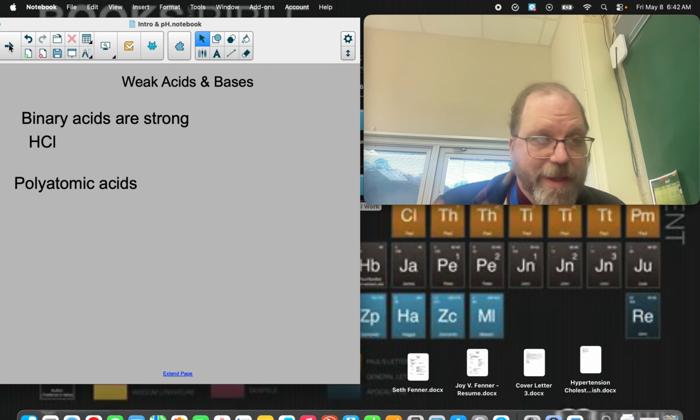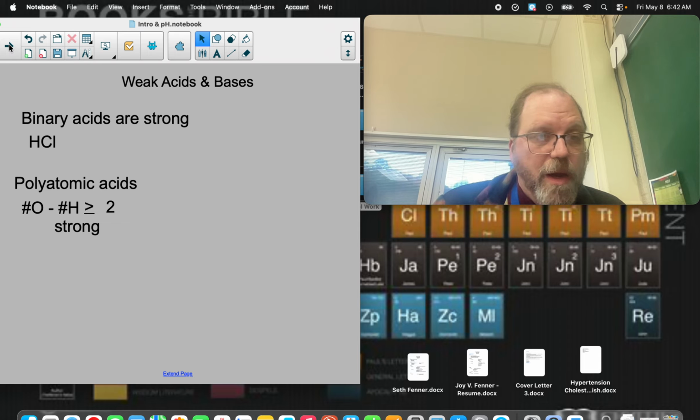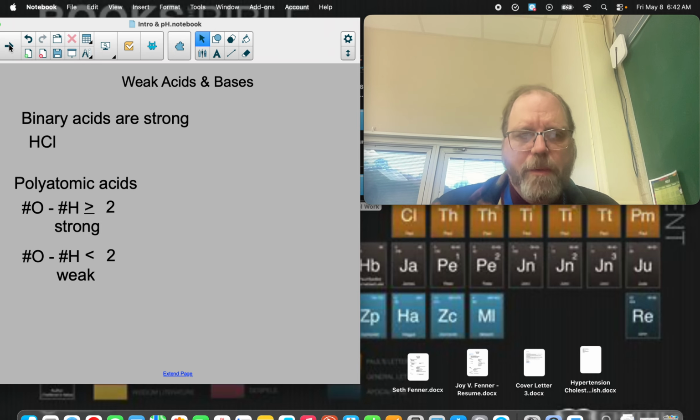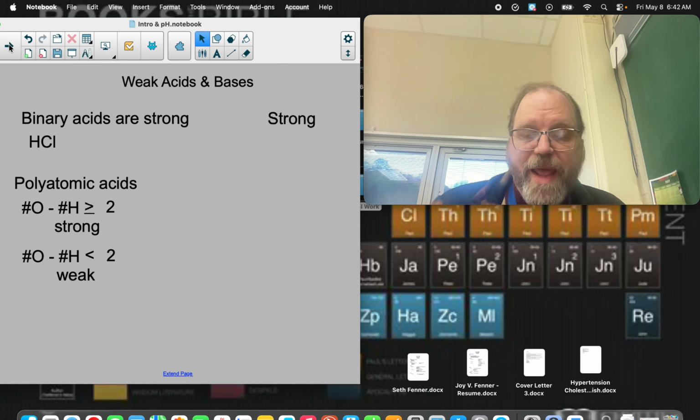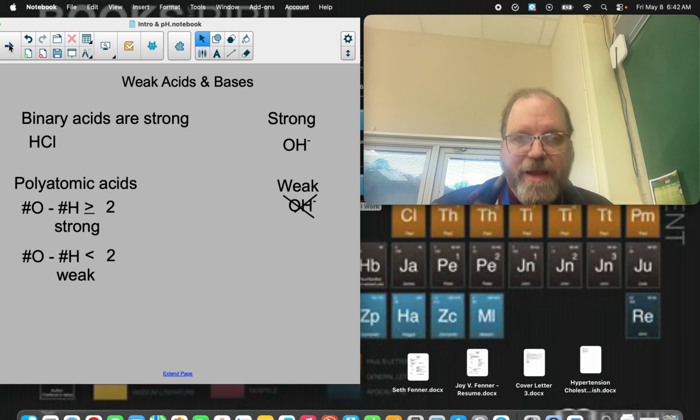For polyatomic ions, we take the number of oxygens in it, subtract the number of hydrogens. If that number is greater than or equal to 2, we consider that a strong acid. All right? Conversely, if the number is less than 2, it's weak. Now, what do we do about bases? Well, if it has hydroxide, consider it strong. Doesn't have hydroxide, it's weak. Real simple, keep it easy. At this point, there's actually a value called Ka and Kb that we can look at to help us get an understanding of that. We'll do that in a little bit here.